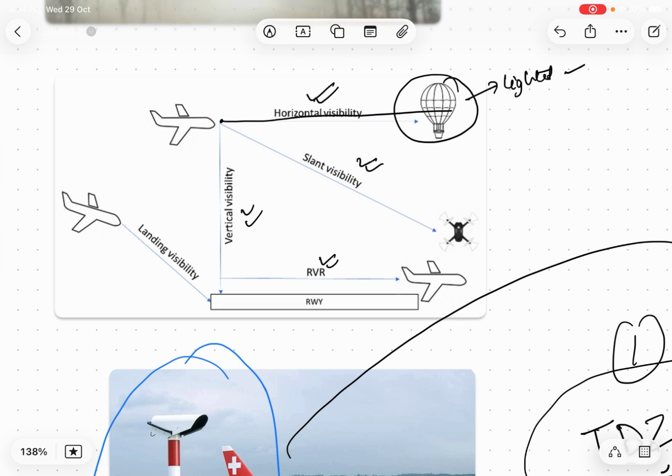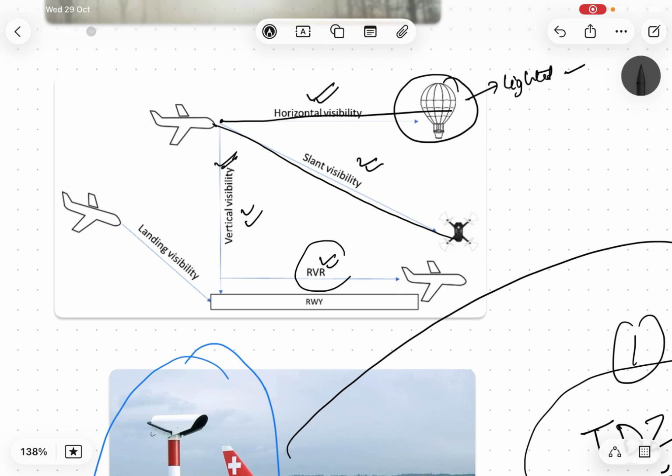Slant visibility is obviously this. So how slant you can see, so sometimes there are clouds under you but you can see it, slant visibility is better. Sometimes there are clouds ahead of you but vertical visibility is better, and I have explained vertical visibility in the METAR chapter as well.